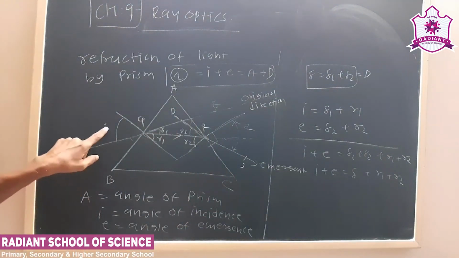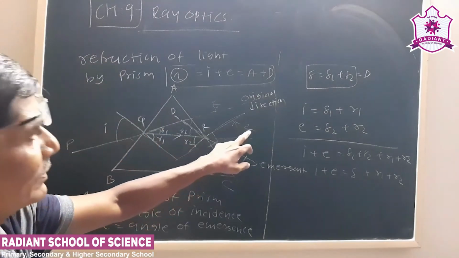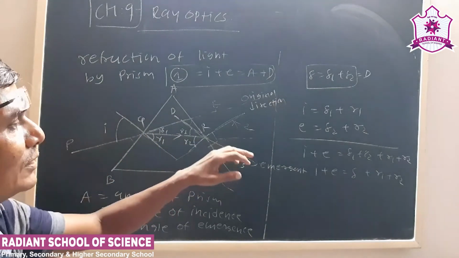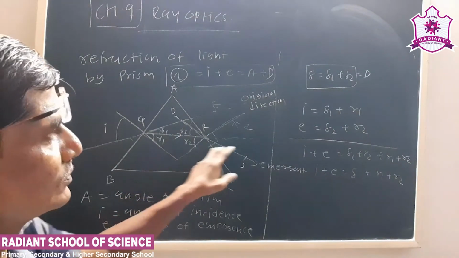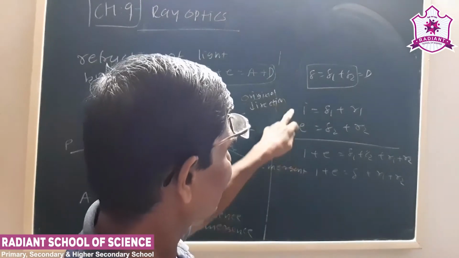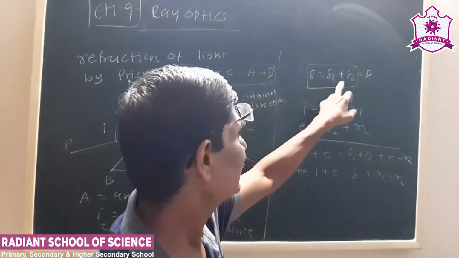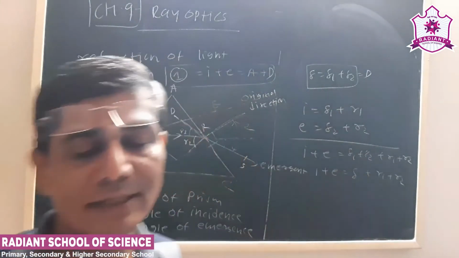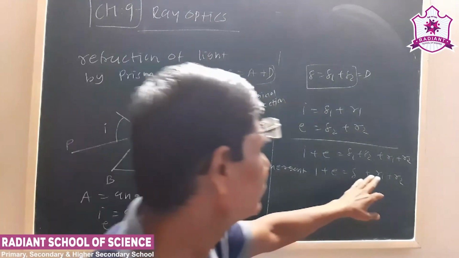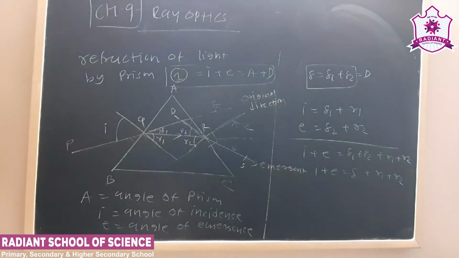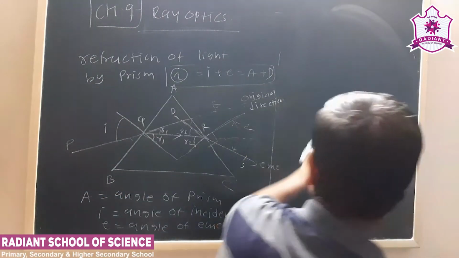Again, I is equal to delta 1 plus R1, and the angle made by the emergent ray with the normal, E, is equal to delta 2 plus R2. Now if I add these two equations, I plus E is equal to delta 1 plus delta 2 plus R1 plus R2. Delta 1 plus delta 2 we have proved is the exterior angle. Now R1 plus R2 we have to see, so use the geometry of the figure.